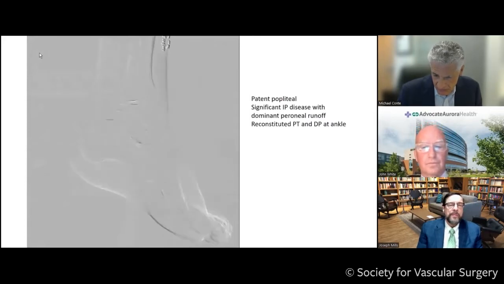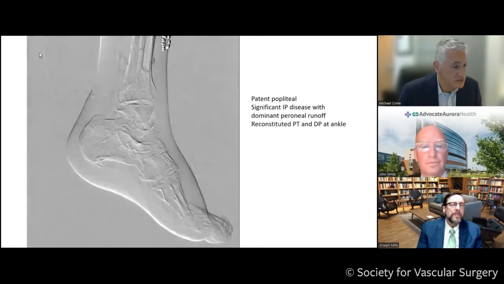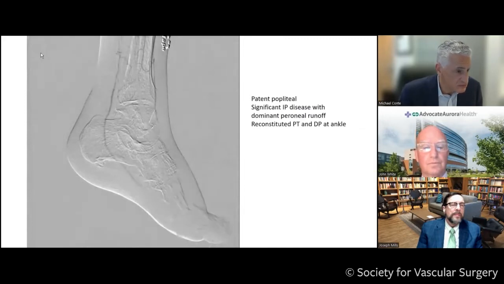More distally, there is reconstitution from peroneal branches of the posterior tibial artery and the dorsalis pedis at the ankle, with the posterior tibial and plantar being the dominant runoff into the foot.